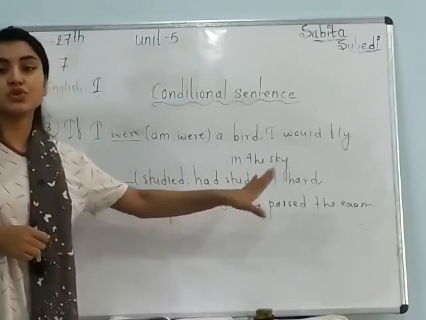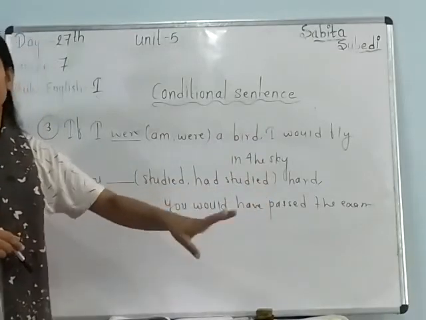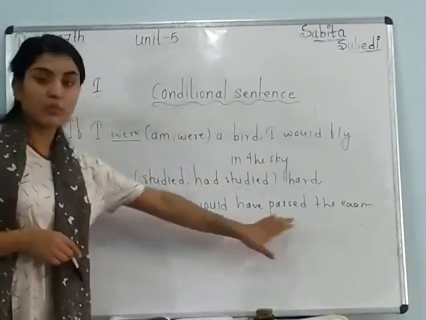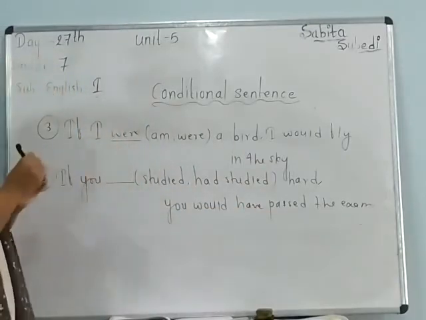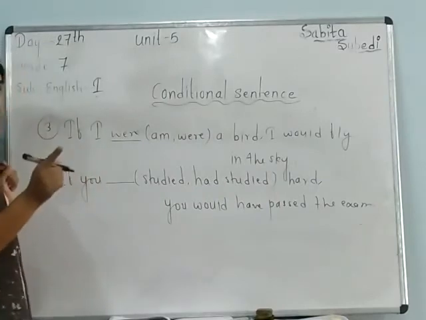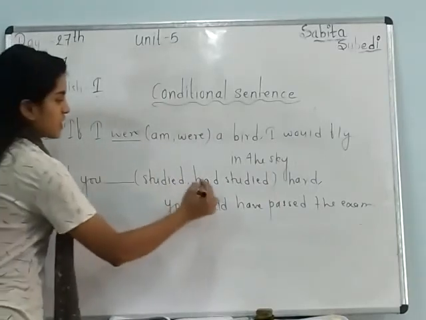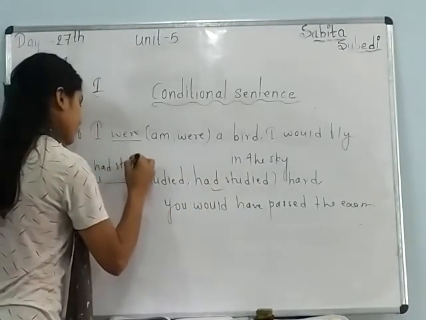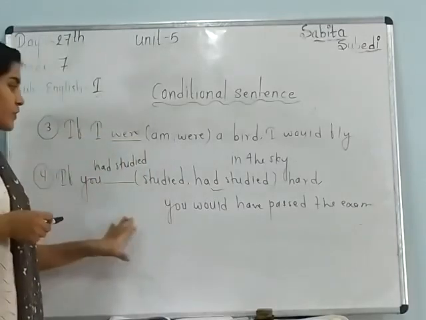Subject plus would, should, could, might plus have plus verb 3 plus object. It is in conditional type 3. So here would plus have plus verb 3 is there. So just remember it's conditional type 3. Now fill up the if part. What should be there? If plus past perfect should be there. So this one is the right answer. Had studied.